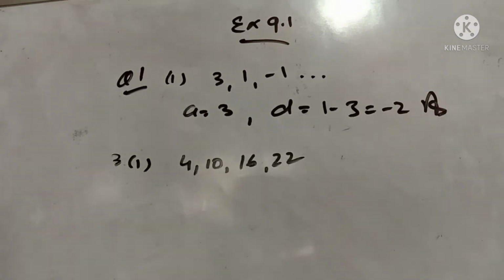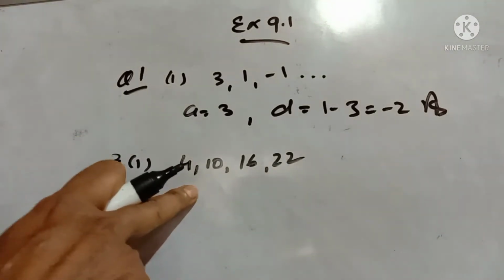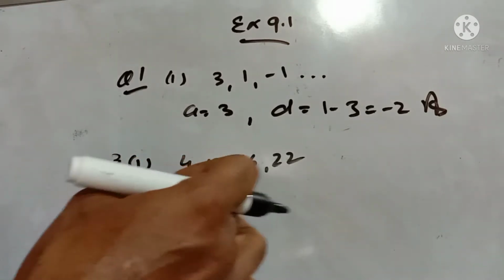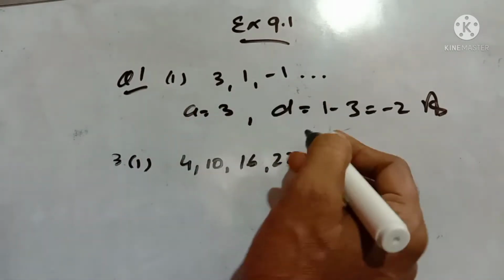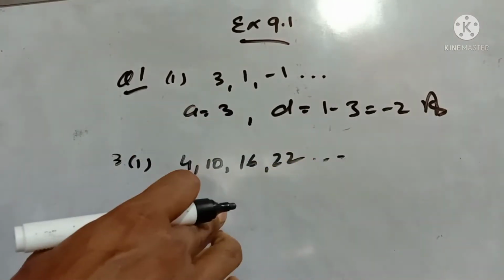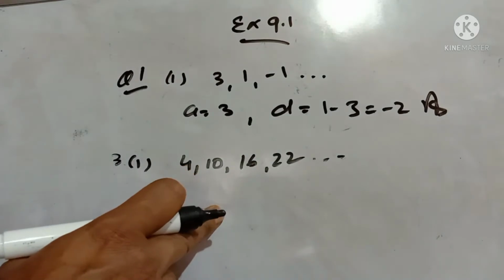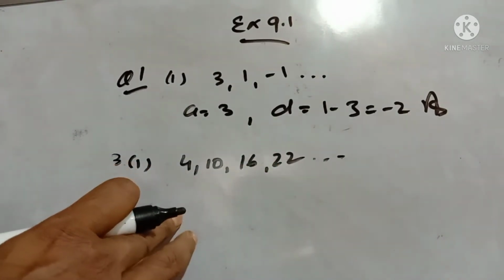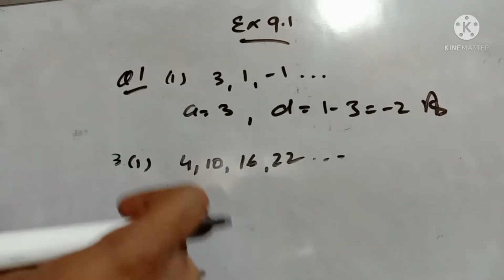Question number 31, first. It is given: which of the following list of numbers form an AP? First, number 1 is given. First of all, we have to see if the common difference comes the same; then it will form an AP. If so, then find the common difference and write down the next three terms.